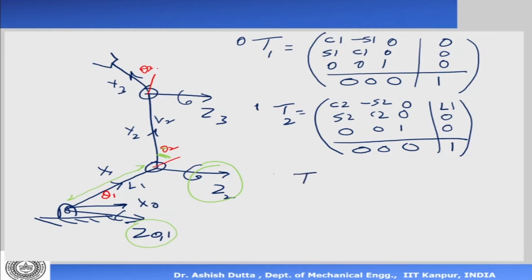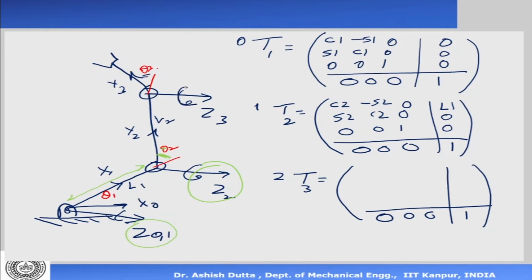The third one is 2 to 3. Now what is this matrix? This matrix is again 0, 0, 0 and 1. Now what is the rotation? Rotation corresponds to theta 3, and it's a rotation about the z-axis, right? So the rotation is here. So it will become cos theta 3, minus sin theta 3, sin theta 3, cos theta 3, 0, 0, 1.